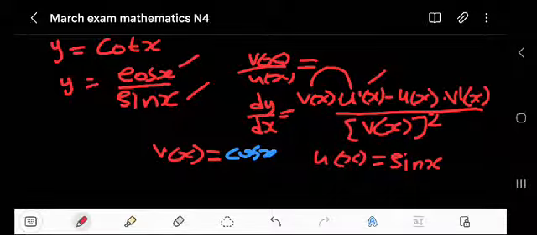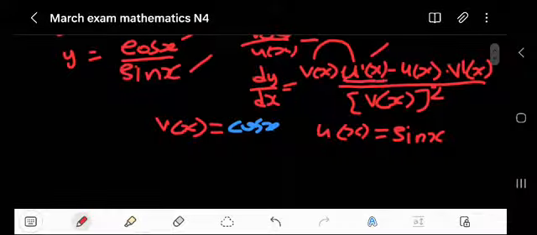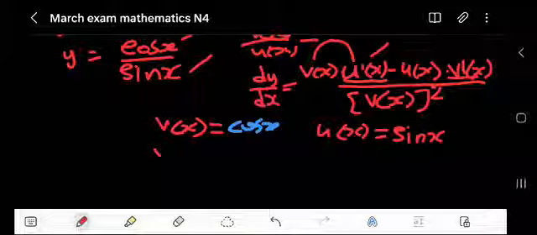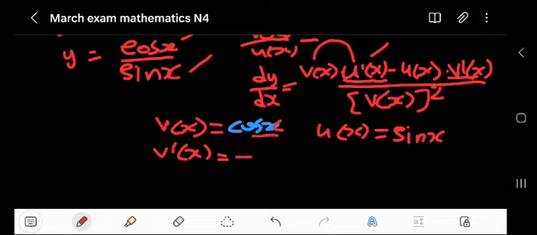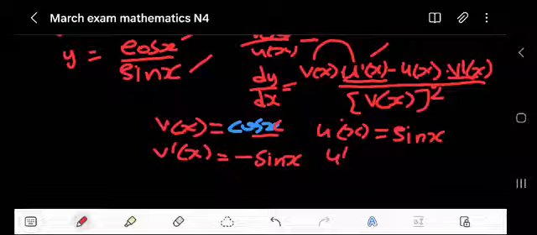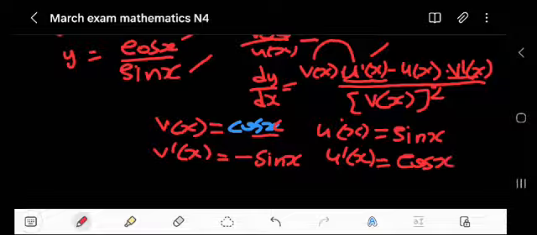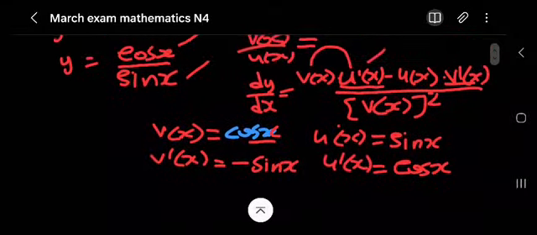But as you can check here, we have u prime with v prime. Let me find v prime of x. What will be v prime? Remember, this is cos, so it will be negative sine x. Then u prime will be what? It will be positive cos x. So we have this. Now we can substitute into this formula.